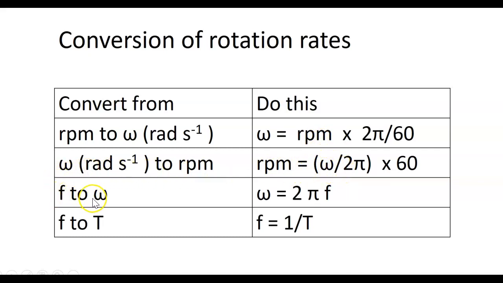From frequency to omega, as we just saw on the previous page, omega equals 2 pi f. And from frequency in hertz to T, the period in seconds, frequency is 1 over the period. There's a short exercise after this, giving you a chance to practice these conversions.